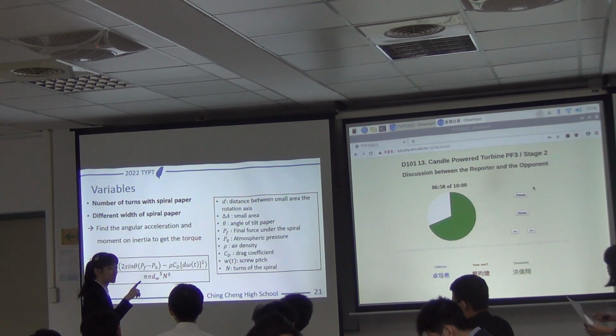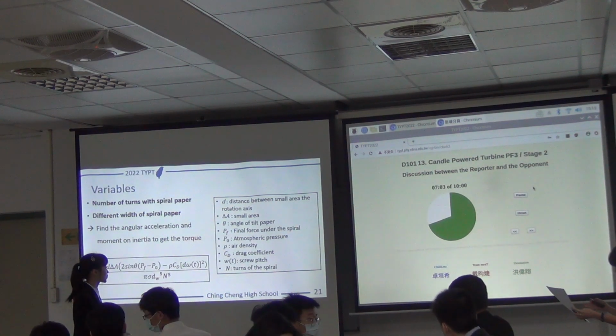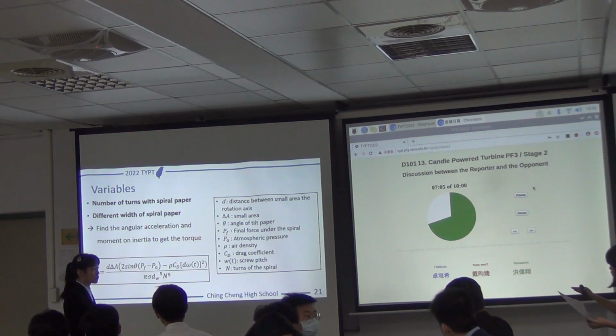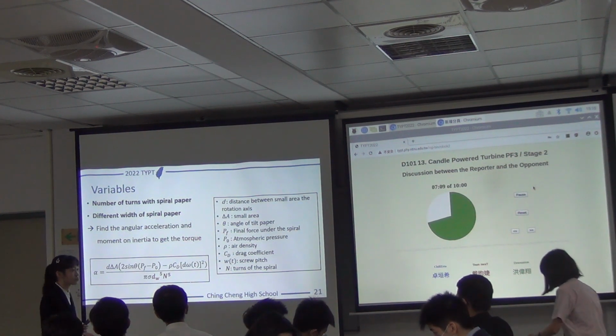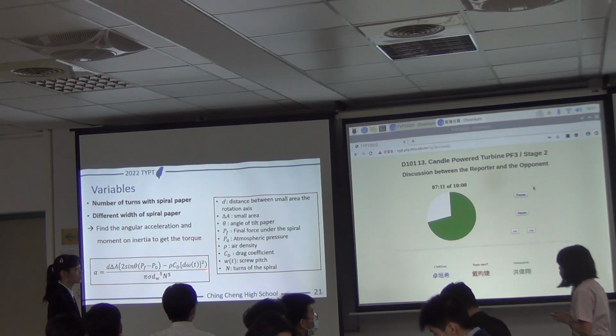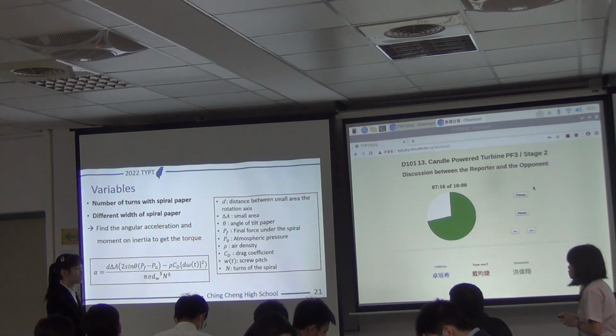You're not sure about that? If you're not sure, then it's okay, we can just move into the next question. While you're changing the varieties, for example, different widths of the paper spiral, did you also consider that it might change the mass of the paper spiral? Yes, we have mentioned that.